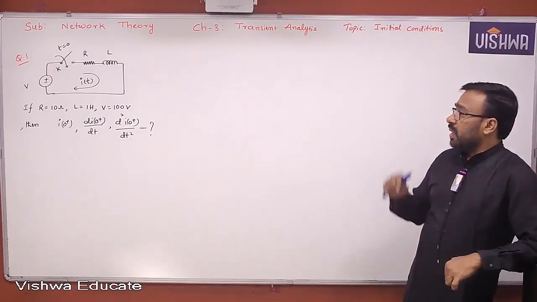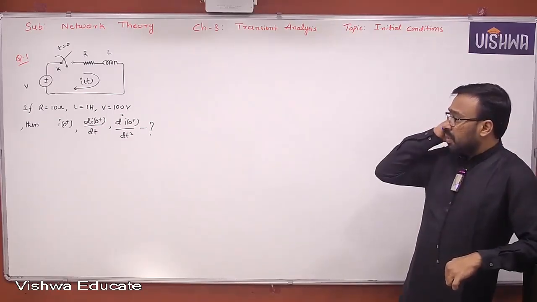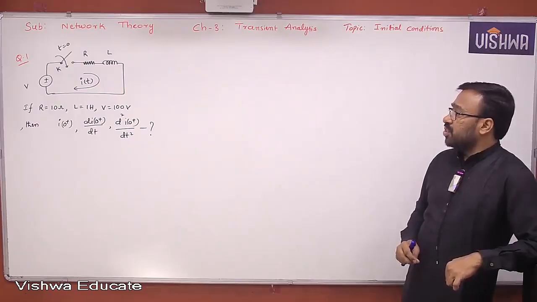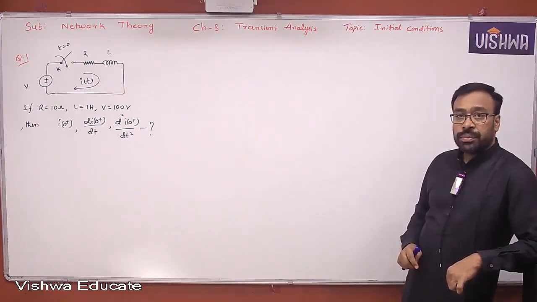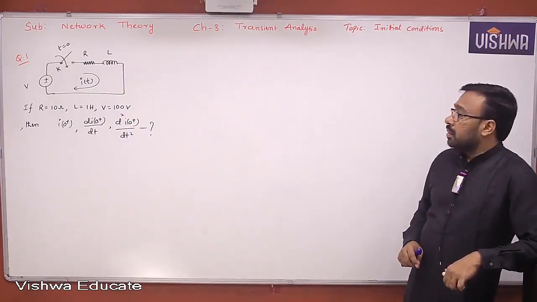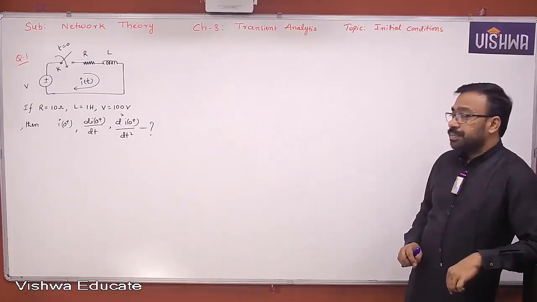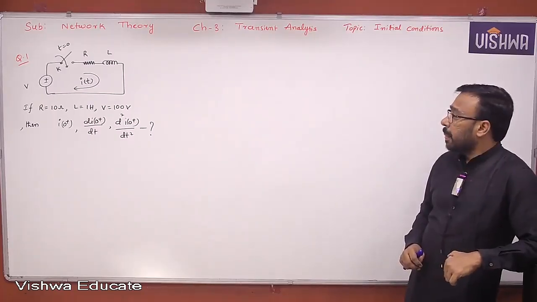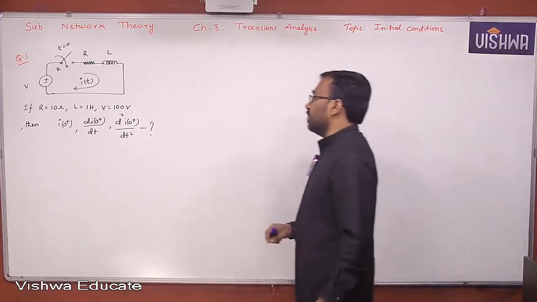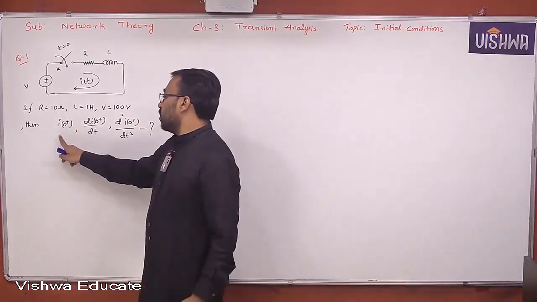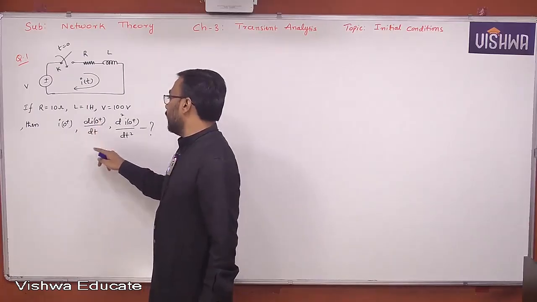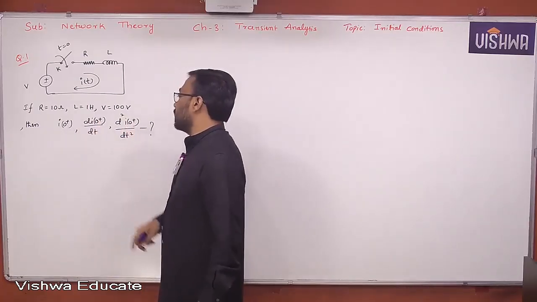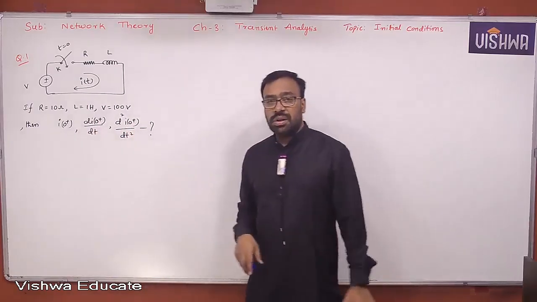The given circuit is in steady state for a long time with the switch K kept open. At t equal to 0, the switch is closed. Then determine the values of I of 0 plus, dI of 0 plus by dt, d square I of 0 plus by dt square. Understand all of it?